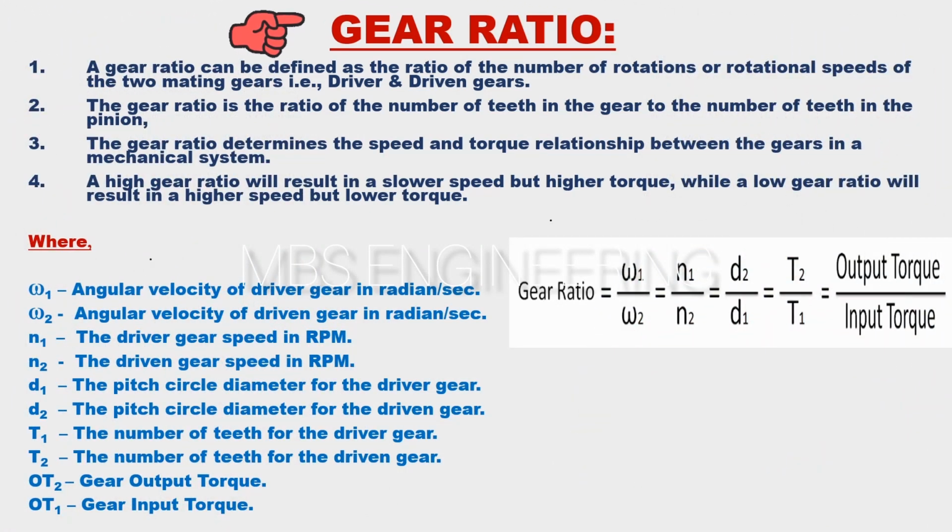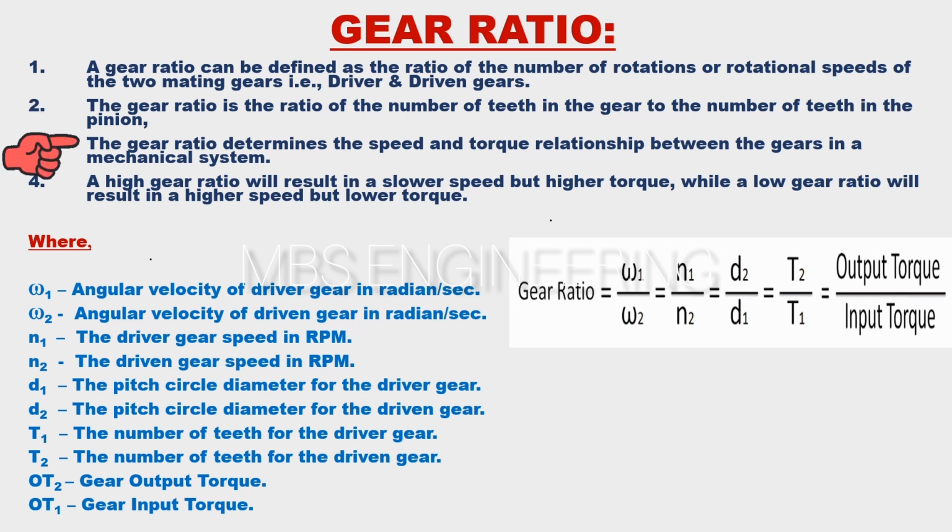Next, we will discuss what the gear ratio is and relationship parameters. The first point is, a gear ratio can be defined as the ratio of the number of rotations or rotational speeds of the two mating gears, driver and driven gears. The second point is, the gear ratio is the ratio of the number of teeth in the gear to the number of teeth in the pinion.